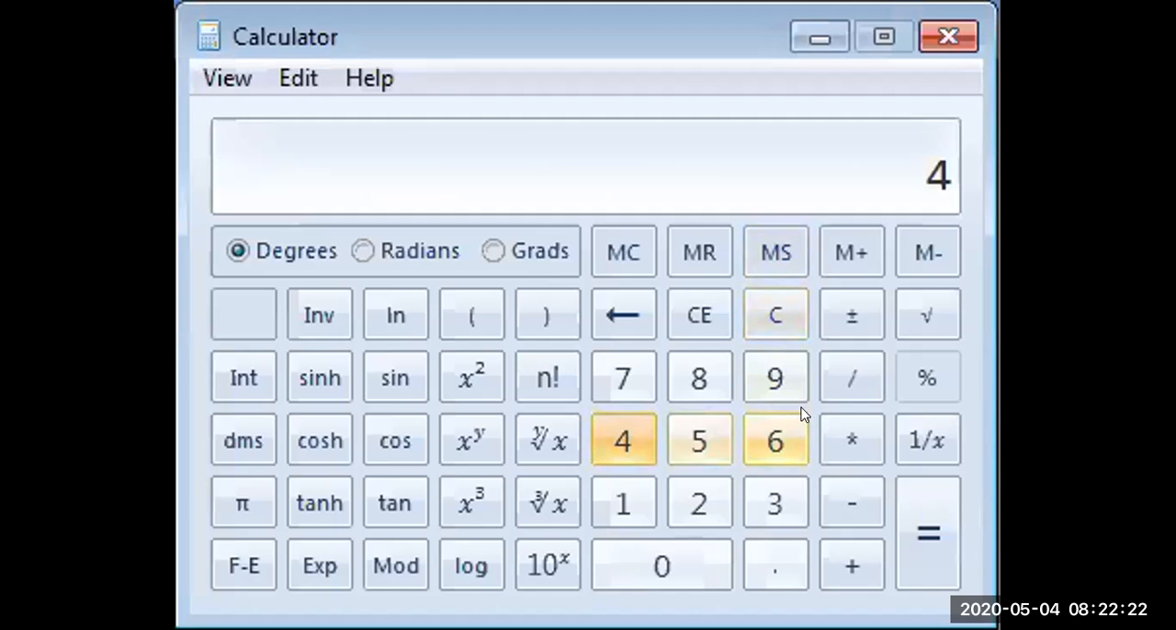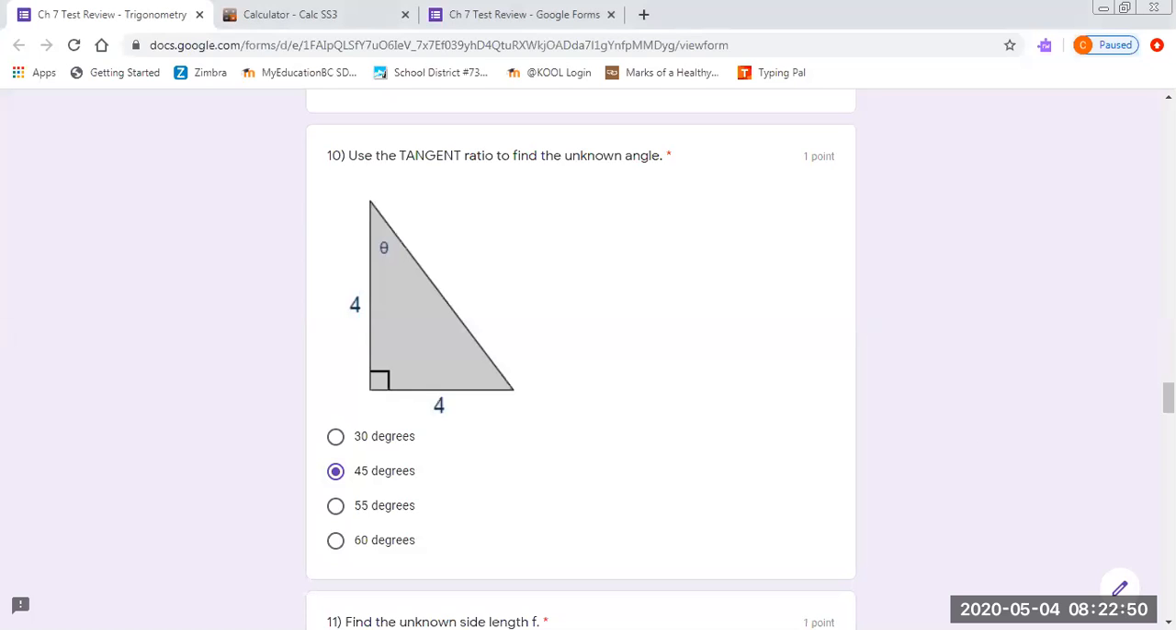So basically we have here 4 divided by 4, and obviously that's going to be 1 in this case, and then I'm going to take the inverse, or the second function of tan, so tan -1, and the answer to this is a 45-degree angle, which makes sense because these are both the exact same size, and 45 and 45 degrees, when added to 90 degrees, makes the 180 for this triangle. So when we put this in here, we would put our answer as 45 degrees, and that would be our correct answer.